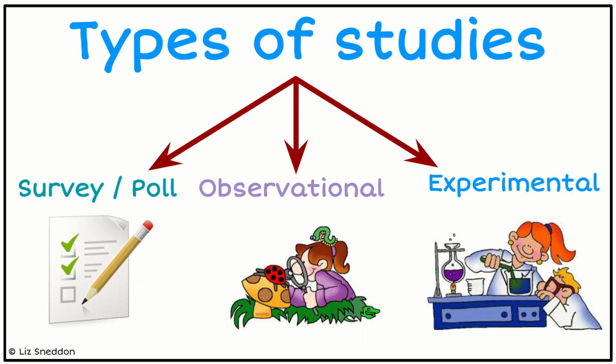Let's have a look at different kinds of studies. So there are three different types of studies that we can talk about. We can look at a survey or a poll, and we'll explain the difference between those two shortly. We can have an observational study, or we can have an experimental study.